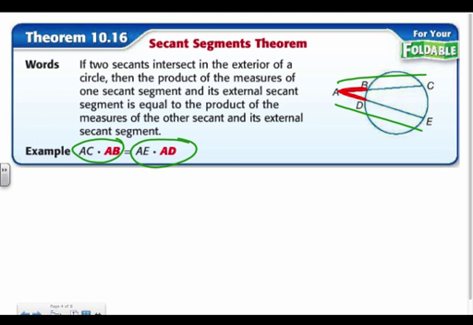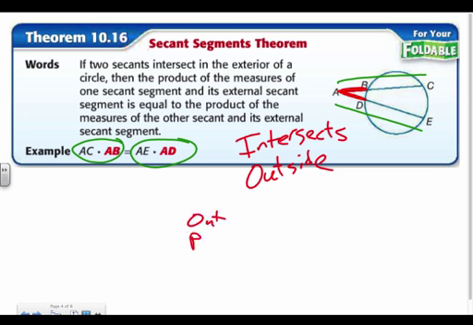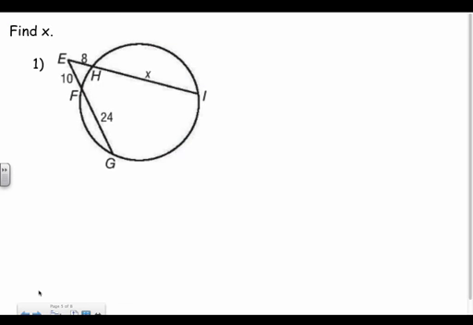So this intersects on the outside. So it's really outside piece times whole. So when it's on the inside, it's part times part. When it's on the outside, it's the outside piece times the whole. And we set it equal to the outside piece times the whole.